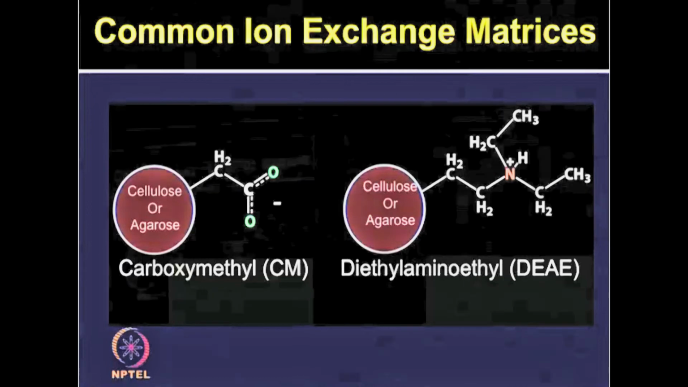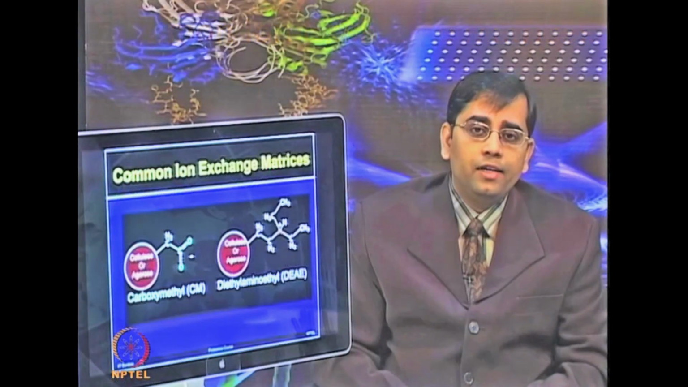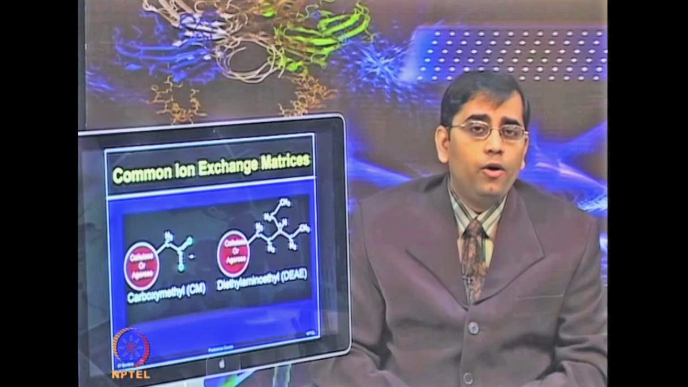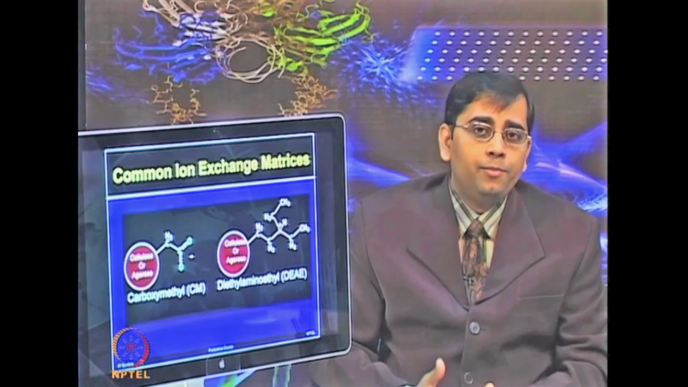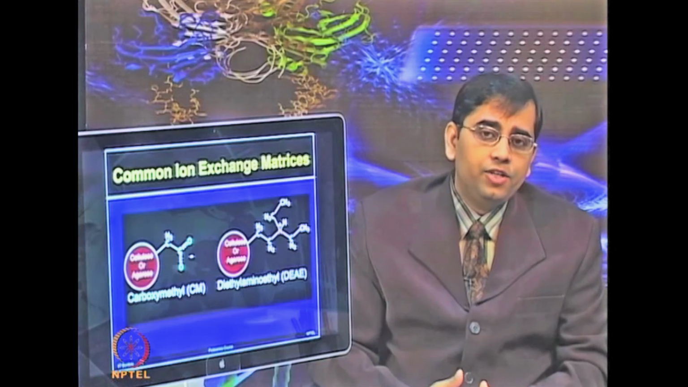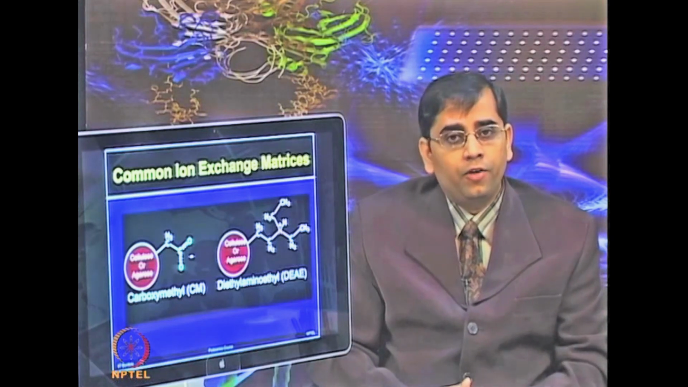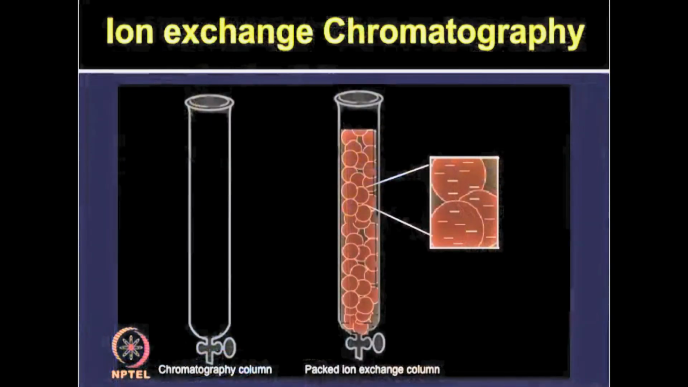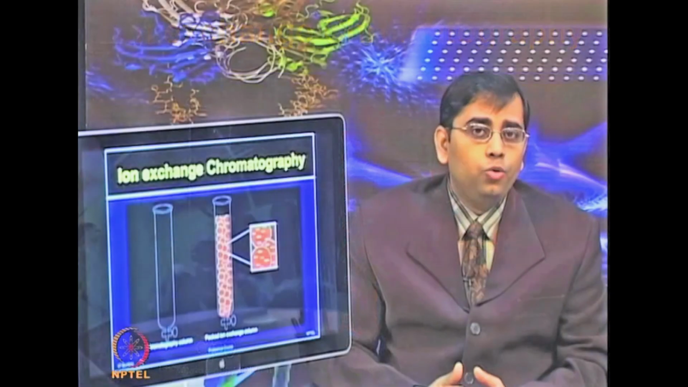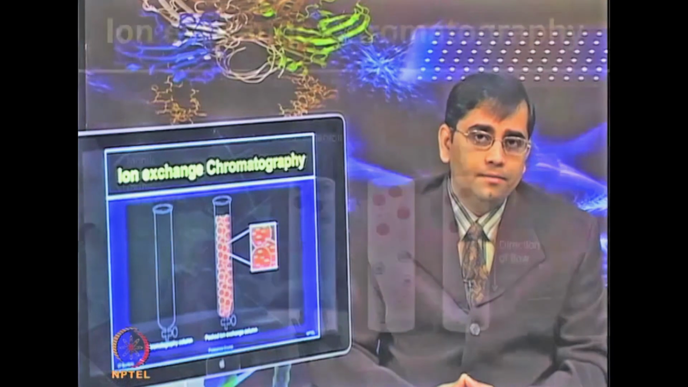So, when a desired protein is positively charged, cation exchange chromatography should be used. When a desired protein is negatively charged, the anion exchange chromatography method should be used. So, in ion exchange chromatography, the column is packed with a resin, whether it is a cation or anion exchanger, depending upon the charge of the protein that needs to be bound to the column and purified.